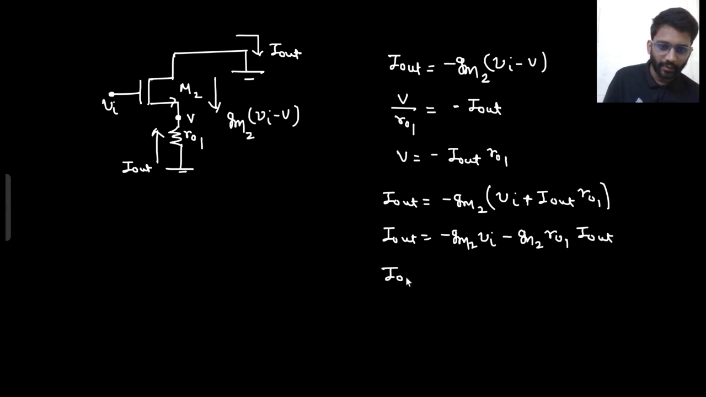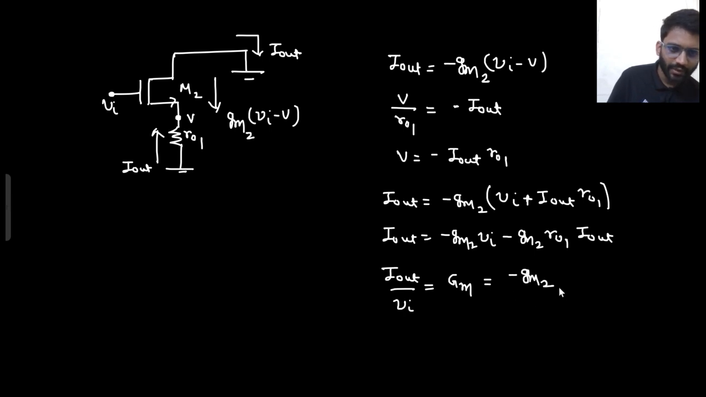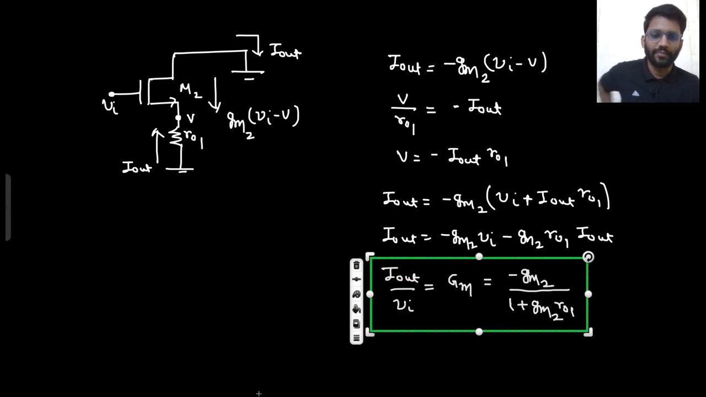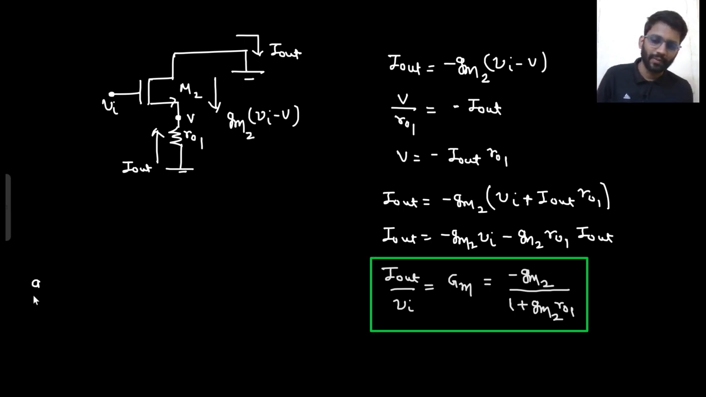So here I out by V in, that is equal to capital GM, that is equal to minus GM2 upon 1 plus GM2 R01. This will be your capital GM, right? So what will be your gain now? Gain.